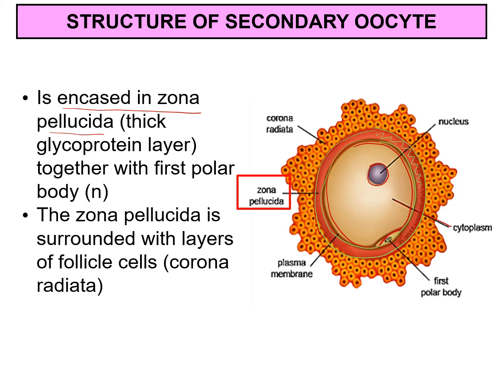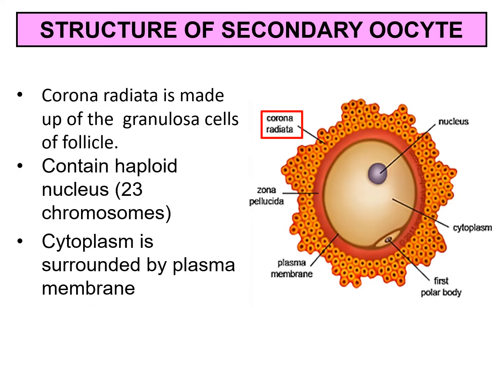The zona pellucida is then surrounded by layers of follicle cells. These are all follicle cells. And the collection of these follicle cells is known as the corona radiata. The corona radiata is made up of granulosa cells of the follicle itself.